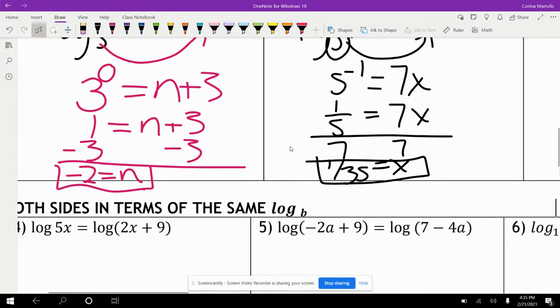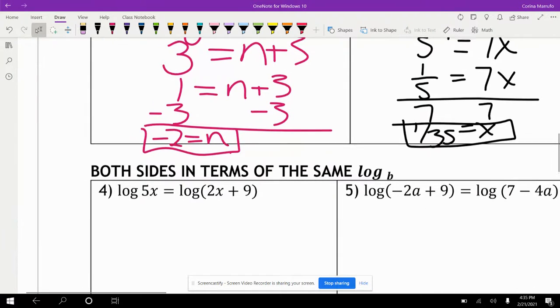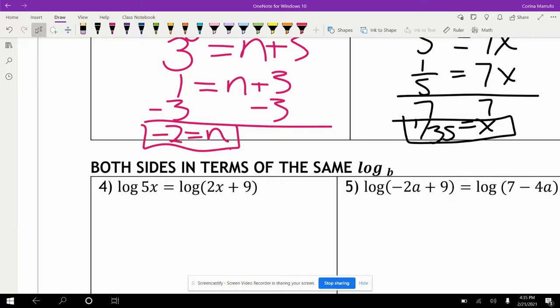Alrighty. So next, what happens if there's logs on both sides? So this one, if there's logs on both sides, then in order for this equation to be equal, this part has to be equal, since it's the exact same thing on both sides. So then from here, all we've got to do is set up 5x equals 2x plus 9. And in order for these logarithms to be equal, we're going to go ahead and solve for x.